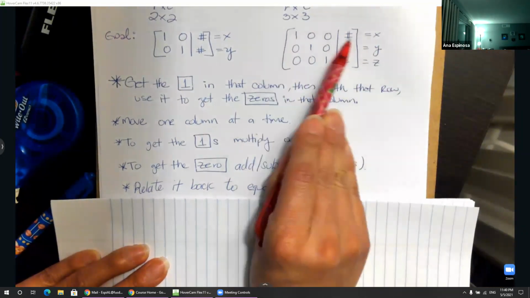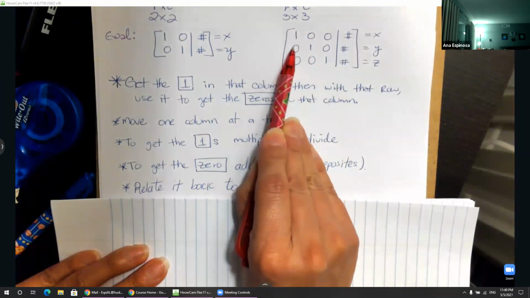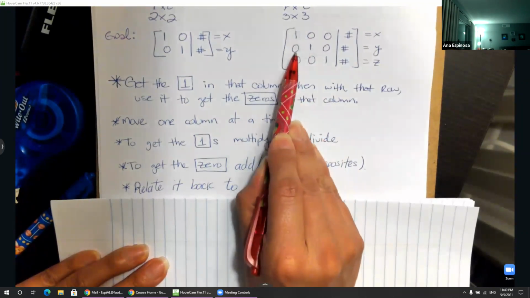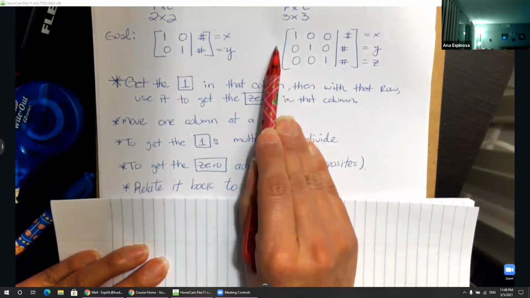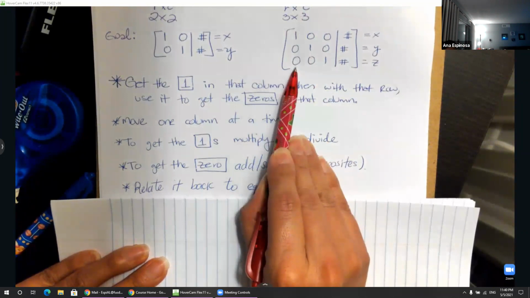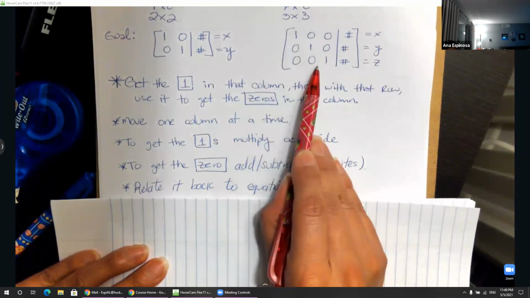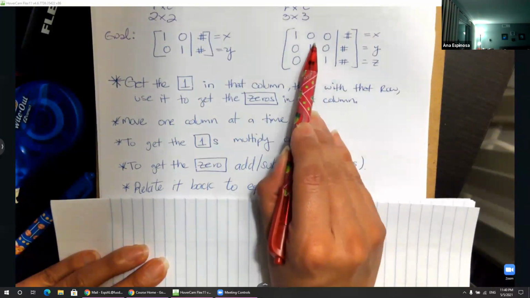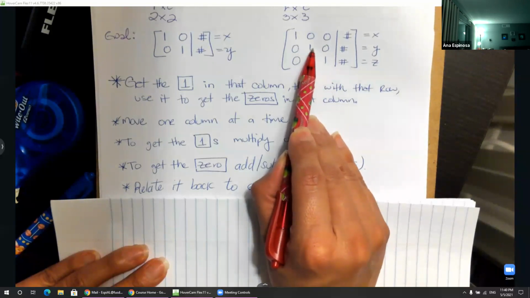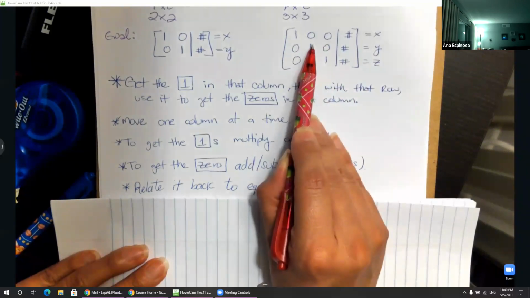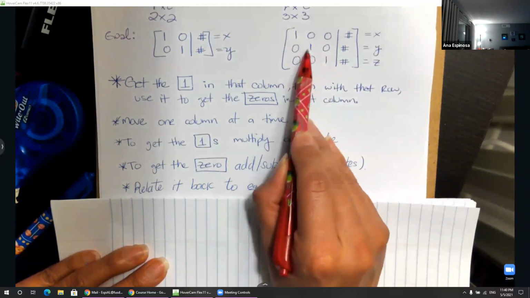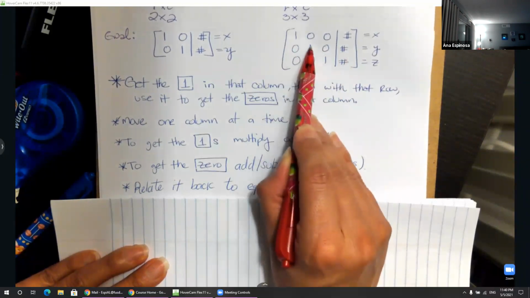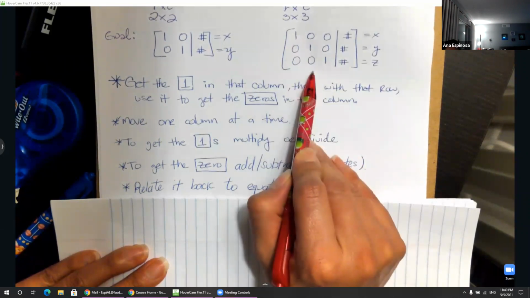Then you would use this row to help you find this 0 in the first column. And then this 0, you're going to use the same row to help you find that 0 in that column. Then you move on to the second column. You start with getting this as a 1. Then you use this row that has the 1, help you get this 0 over here. And then you're going to use this same row to help you get this 0 in that column.